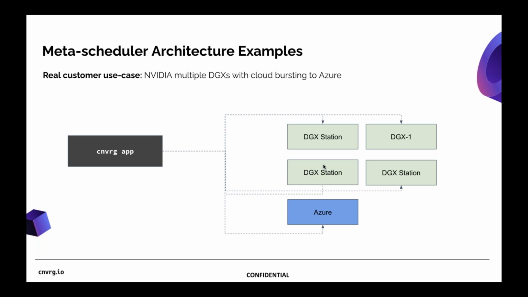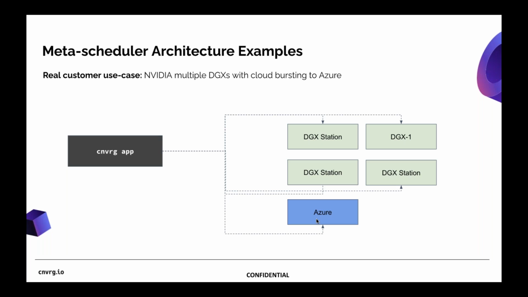Through the platform, they can see the utilization and the resources that are being used. Based on that, they can decide: do I need to buy another DGX? And if so, what kind of DGX? With Converge, we made it incredibly simple for IT to forecast how much compute they need to buy. Also, Converge in this case connected to Azure.